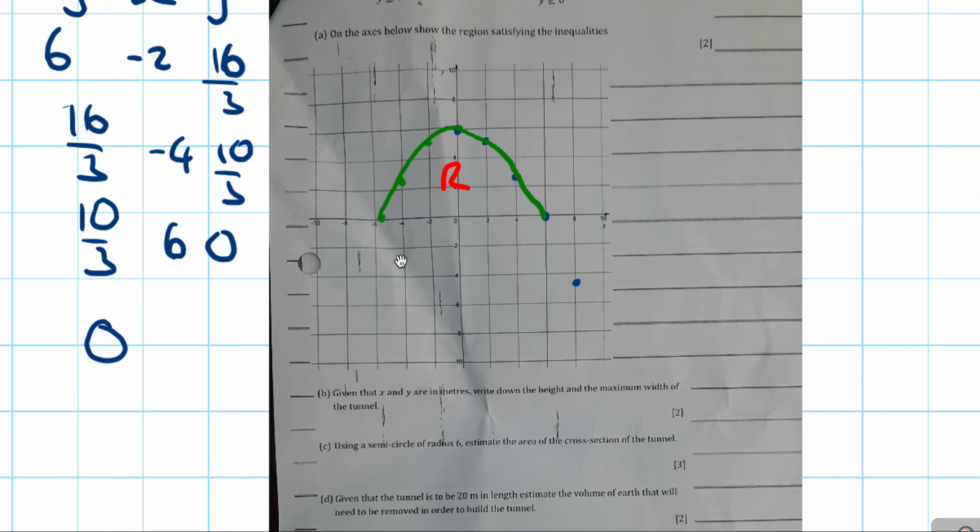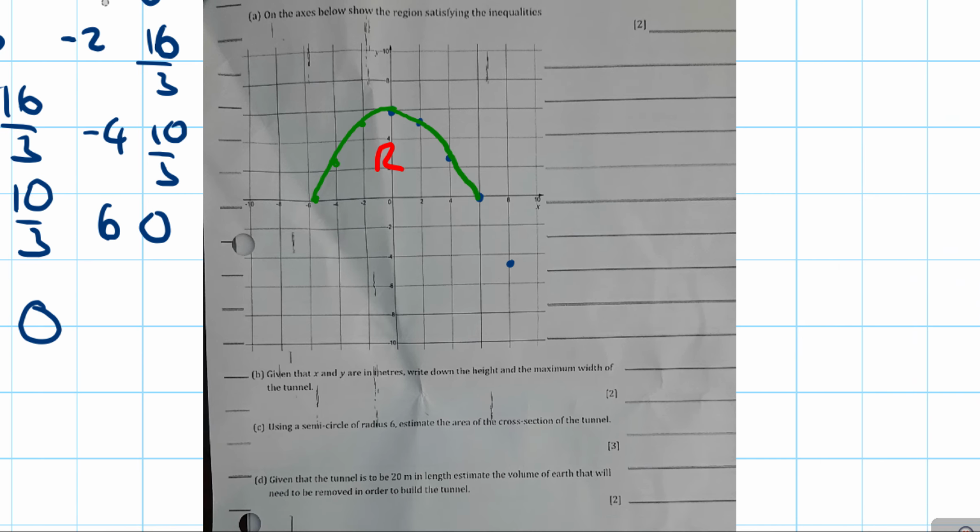Given that x are in meters, write down the height and the maximum width of the tunnel. For this one, the height of the tunnel is going to be this one here, so it's going to be 6. And the maximum width of the tunnel is from here to here, which is 12. So the height is equal to 6 meters. The width is equal to 12 meters.